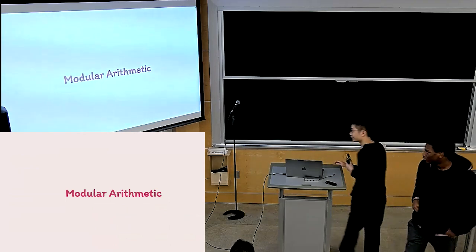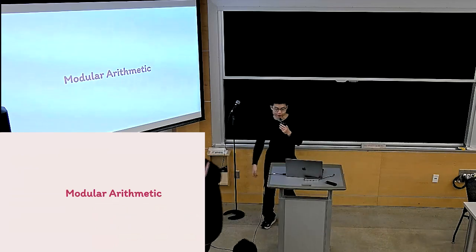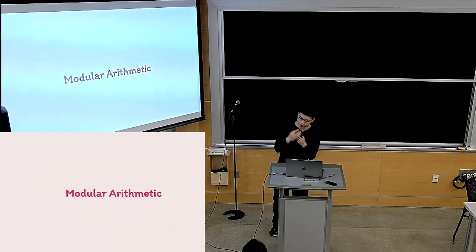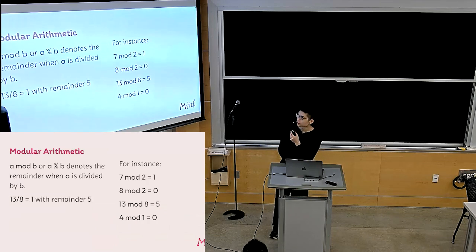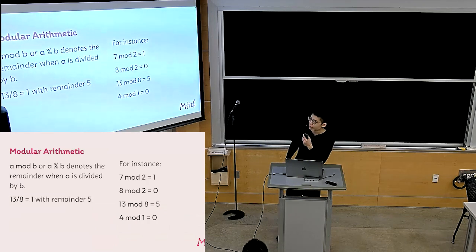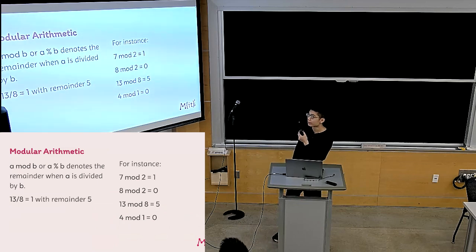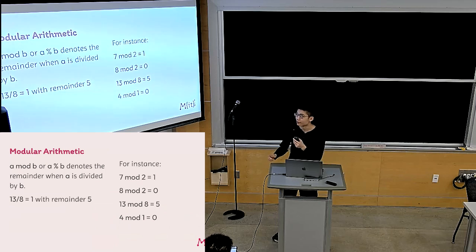Cool, thanks. All right, so you guys have probably already seen these operations before, but maybe not in this context. So as a refresher, when you do 8 % b in your code, it's taking the remainder when you divide 8 by b. And here are some examples. Like if you divide 13 by 8, you get 1 with a remainder of 5.